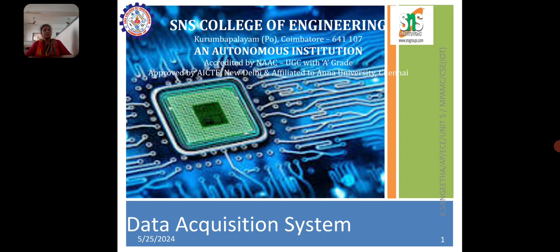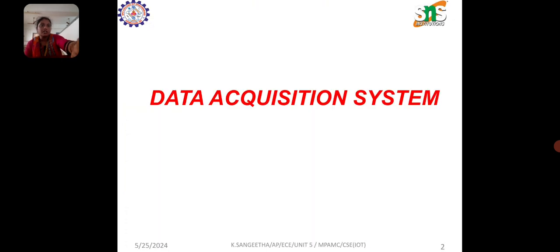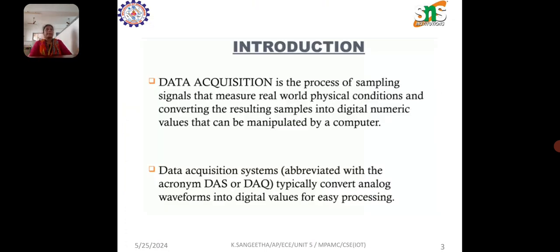So in this video we are going to talk about the data acquisition system. It refers to the process of collecting, measuring and analyzing real world physical conditions or phenomena such as temperature, pressure, voltage, current and other environmental parameters using sensors, measurement devices and software. The main objective of a DAQ system is to convert physical signals into digital data that can be processed, stored and analyzed by a computer or other digital devices. So it mainly uses a sensor.